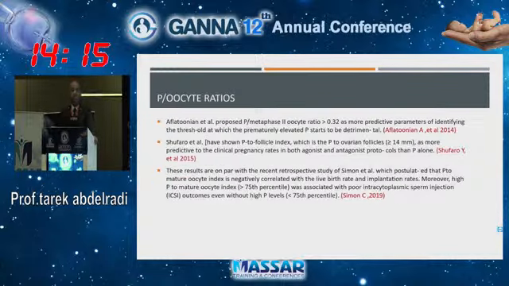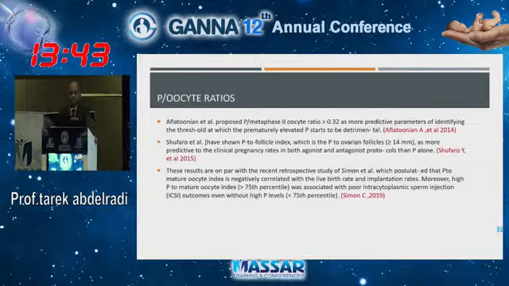The third one is the progesterone to oocyte ratios. Aflatonian et al. proposed a progesterone to M2 oocyte ratio more than 0.3 as a more predictive parameter for identifying the threshold at which the prematurely elevated progesterone starts to be detrimental. Chafiero et al. have shown that the progesterone to follicle index, which is progesterone to ovarian follicles more than 14 millimeters, is more predictive of clinical pregnancy rate in both agonist and antagonist protocols than progesterone alone.